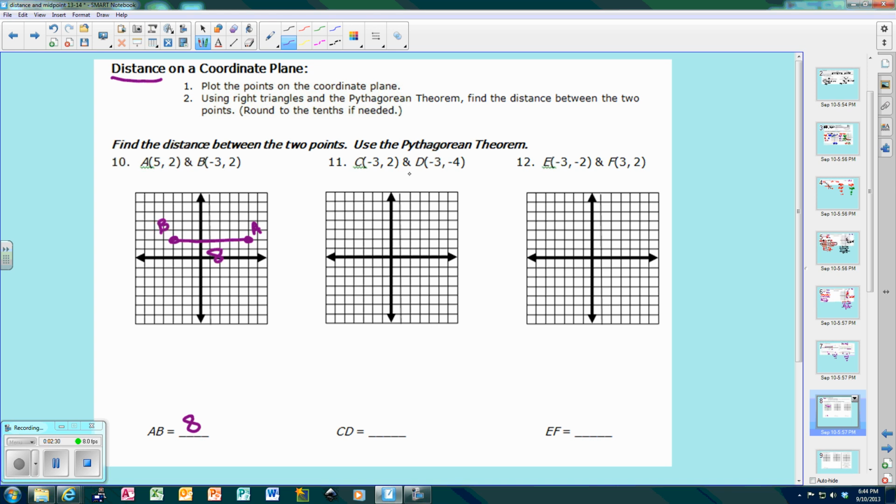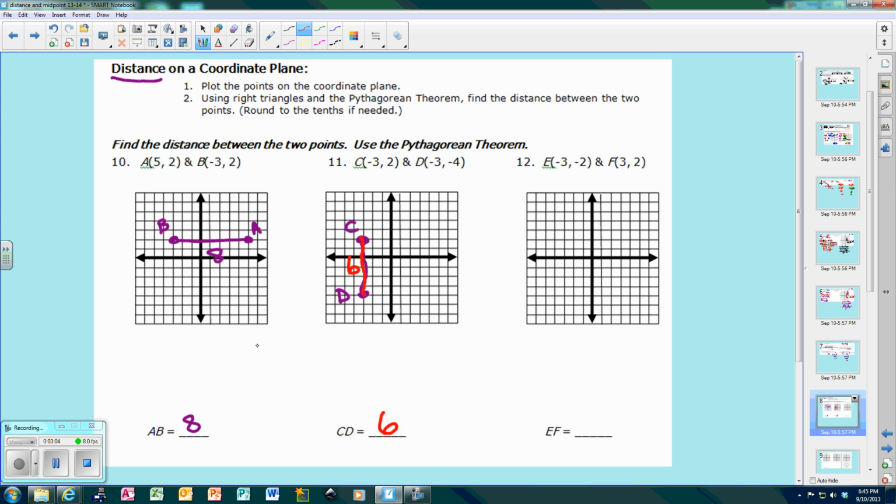Okay, what about this one? -3, 1, 2, 3, 1, 2. So there's C. And -3, 4. 1, 2, 3, 1, 2, 3, 4. So there's point D. And when I connect them, notice they're vertical. So anytime they're horizontal or vertical, straight up and down, all you have to do is count the spaces. So I'm going to go 1, 2, 3, 4, 5, 6. So I only got to count 6 spaces. So to go from C to D is 6 steps.